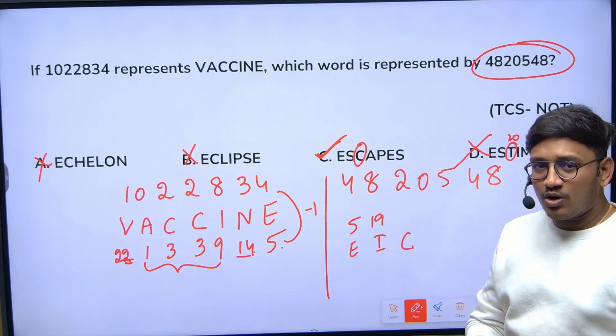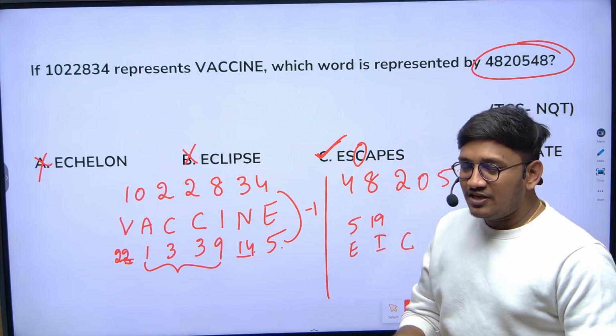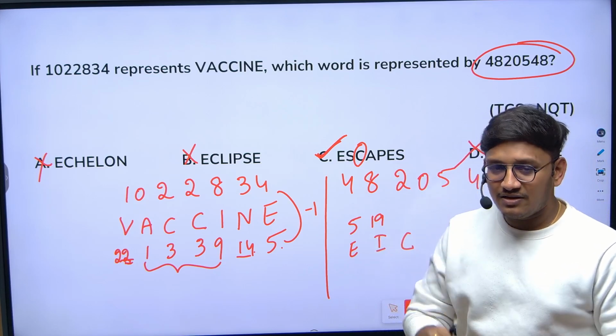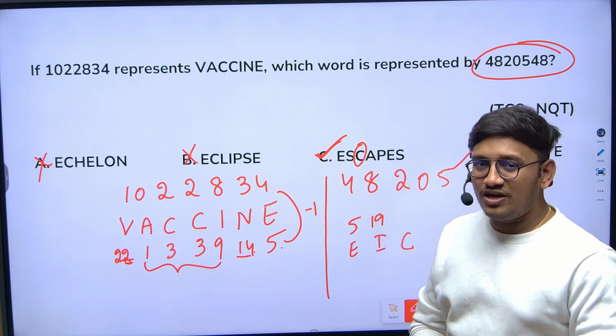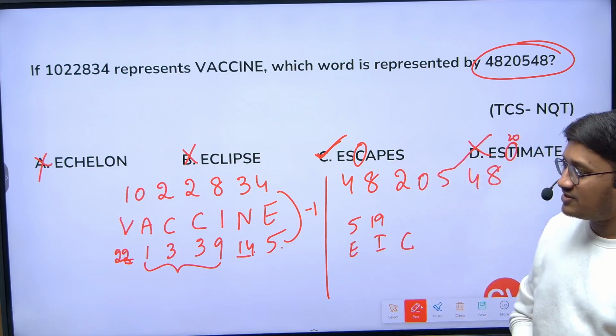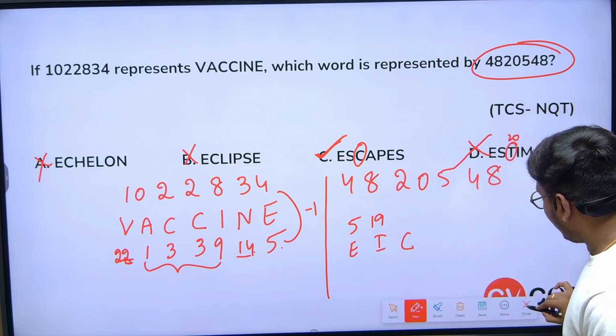So the overall logic is, for the given word, you just need to subtract 1. If you have a 2-digit number, you need to subtract 1 from the number in the units place. Only the units place you should consider. This is the final logic for this question. So the answer is option C. Let's move on to the next one.